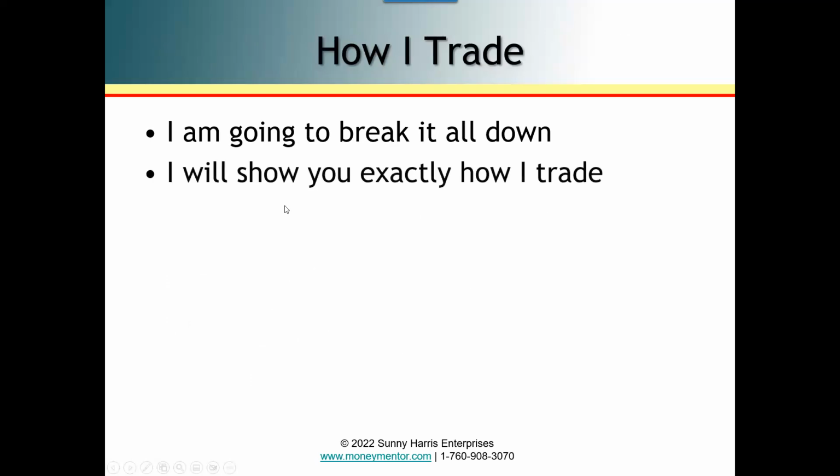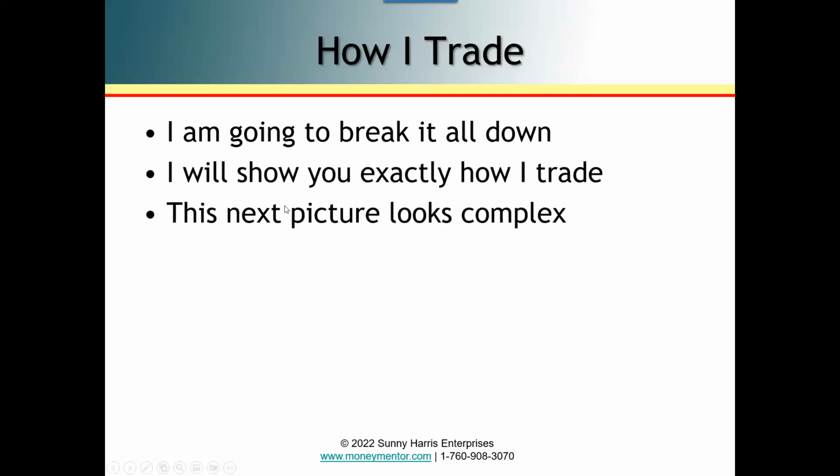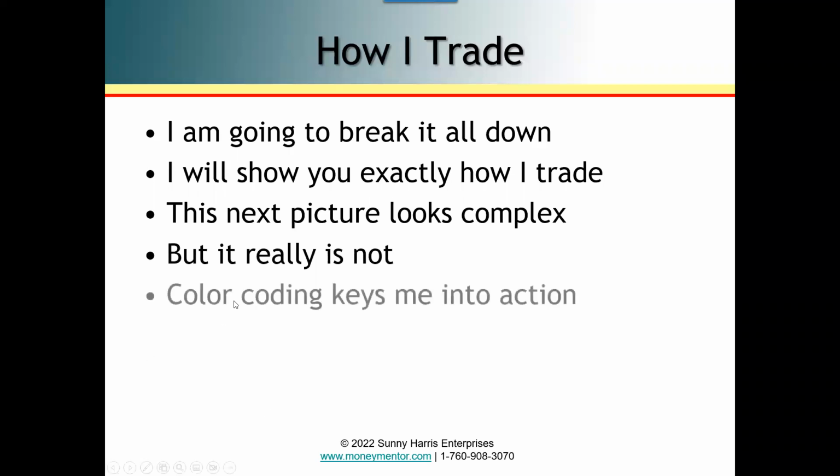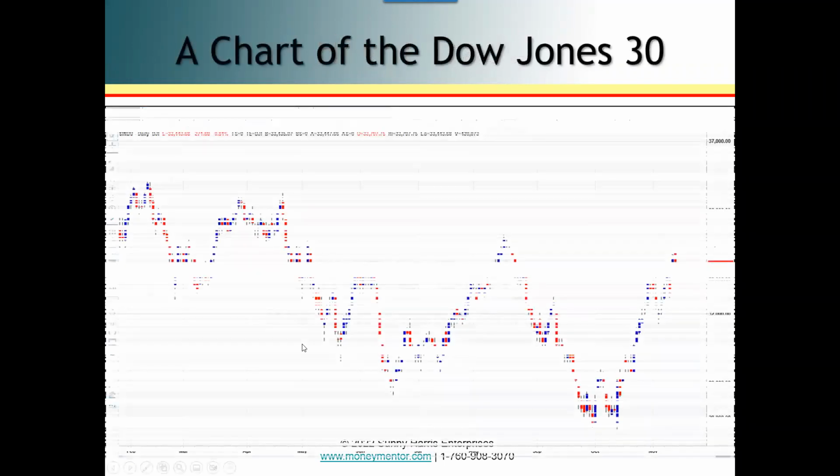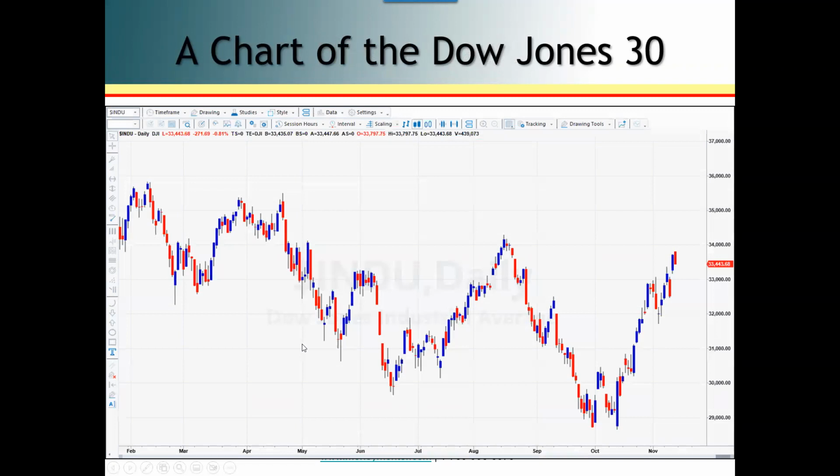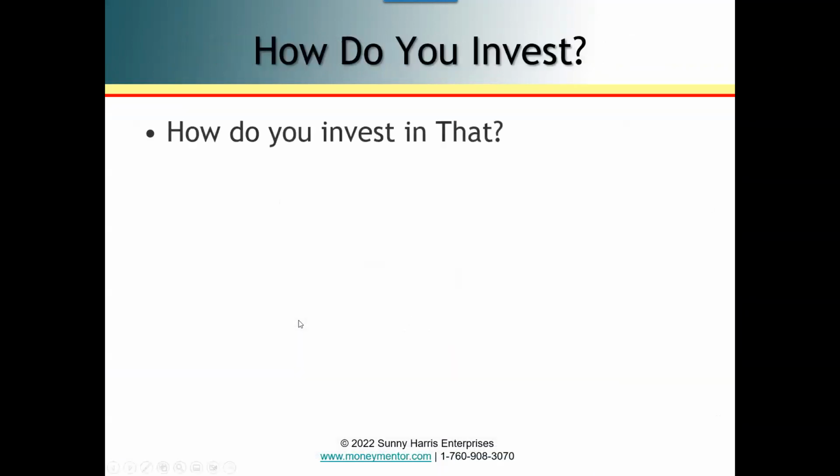I'm going to break it all down for you and show you exactly how I trade. This picture, next picture looks complex, but it's really not, and I'll teach you how to read it. I use color coding keys to key me into action. So here's the Dow without anything on it, just the daily chart of the Dow. How do you invest in that? I mean, how do you decide when it's going up, when it's way down, and when it's going down, when it's way up?